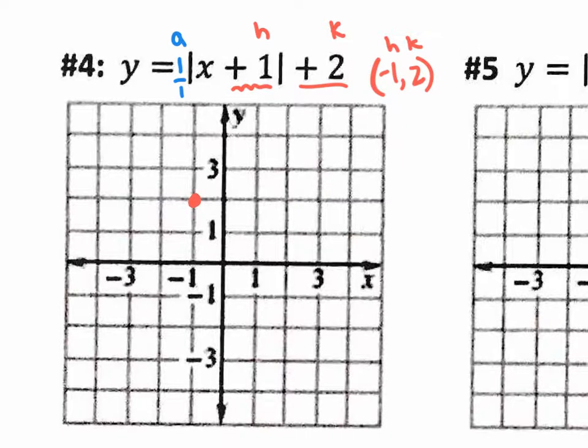There it is. And I'm going to go up 1 over 1. So up 1 over 1. Continue to go up 1 over 1. Go back to your lowest point, right? We said that the HK value is your lowest point. So let's go up 1 and over 1 in the opposite direction. Up 1 over 1. And there's your graph. It's that simple.